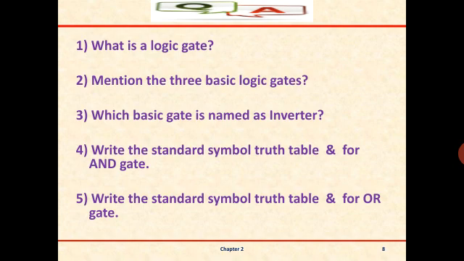Then the third question: which basic gate is named as inverter? Here, students, you know that NOT gate is known as inverter gate because the output will always be opposite to the input. Next we have the question: write the standard symbol and truth table for the AND gate. Similarly, write the standard symbol as well as the truth table for an OR gate. Just now we have discussed how to draw the logic symbol and truth table for those gates. You need to remember them.